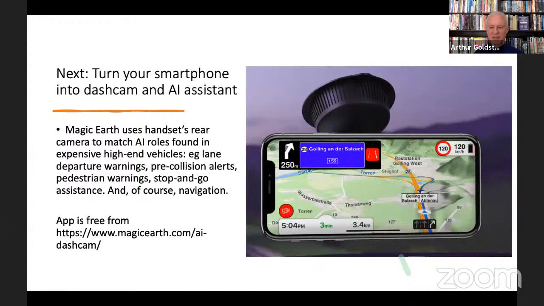But what Magic Earth does is it turns your smartphone into an artificial intelligence-driven dash cam that also matches the kind of technology built into truly expensive cars. So a car costing R1 million upwards these days is expected to have artificial intelligence built into it that assists you, for example, in lane departure warnings, pre-collision alerts if you're coming up too fast to the car in front of you, or the car in front of you suddenly brakes, and also pedestrian warnings. All of those are now built into the Magic Earth app at no cost whatsoever.